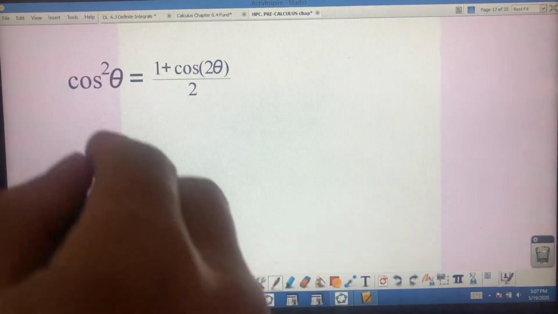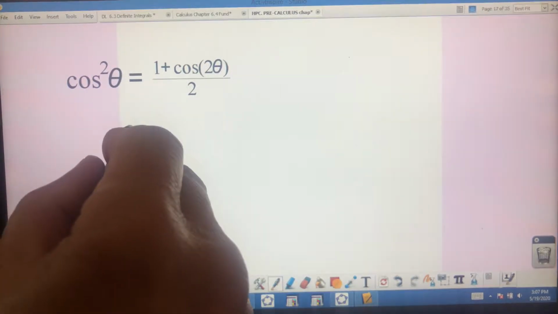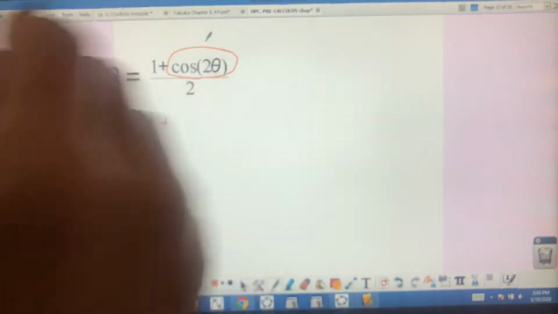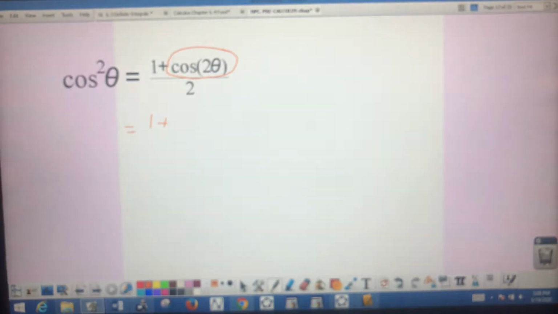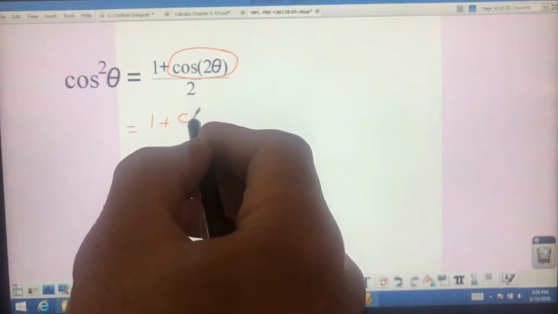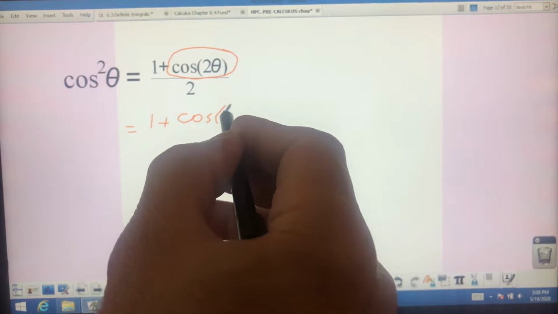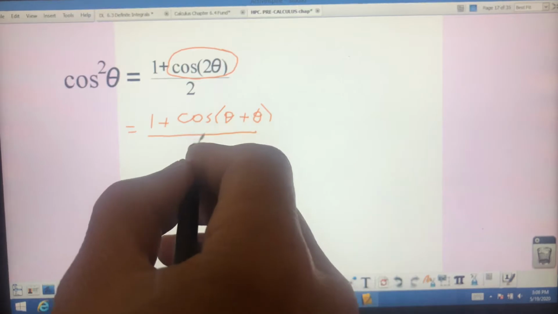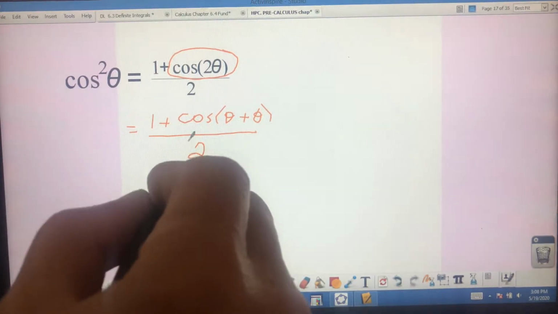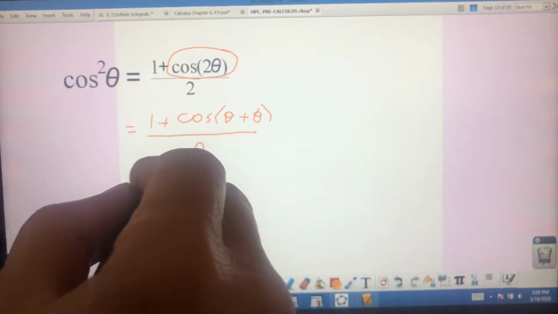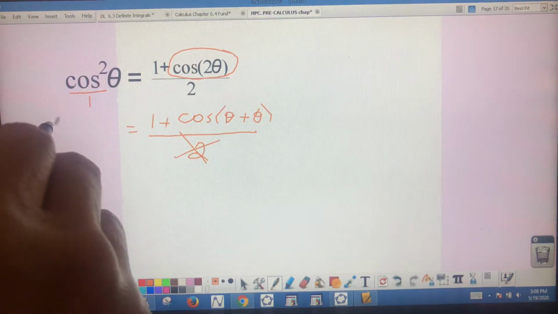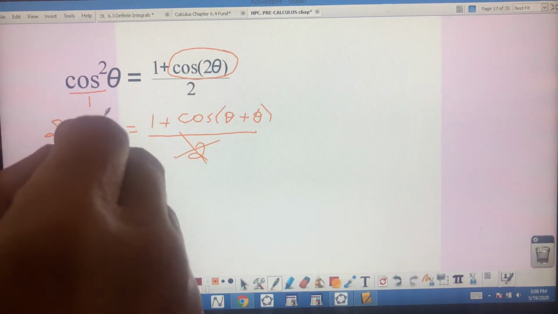This is good to watch for both regular pre-calc and honors pre-calc. So 1 plus, now the cosine of 2 theta, I'm going to write as the sum of two angles. Okay, I'm going to go with that for now. Now divide by 2. This divide by 2 here, I can just cross multiply it because I had a 1 here. So if I take this 2 and multiply in front of my cosine squared, it would look like that.